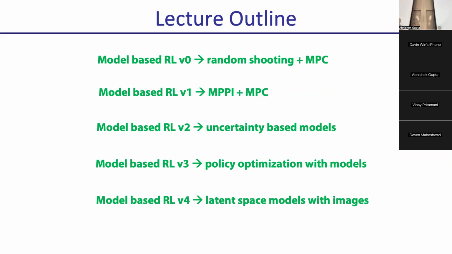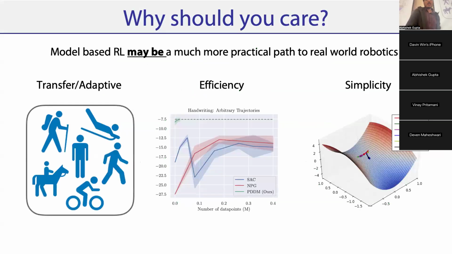We started from random shooting. We added MPPI. We then added uncertainty. We made it faster by generating data at training time. And then you can extend it with latent spaces to work from images. Cool. All right. I think that's time.